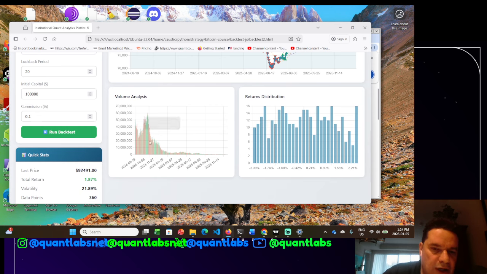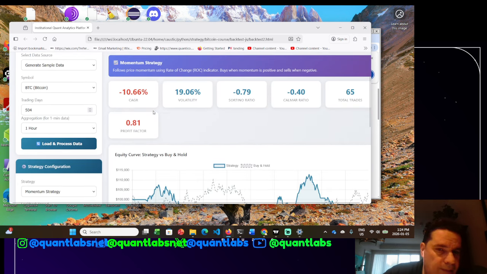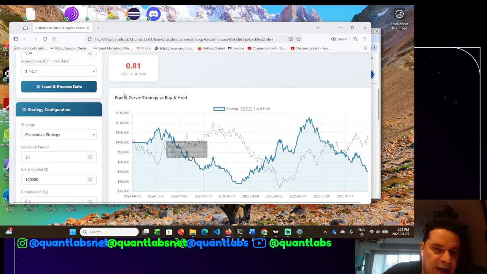And then we have here volume analysis, returns distribution, and then we get into our performance. You can see here our compounded annual growth rate is negative 10%. The volatility is fairly high. Sortino, Calmar, total trades, and a profit factor of 1. So that's not very good. Like, to optimally trade, you want to see profit factors of at least 2.